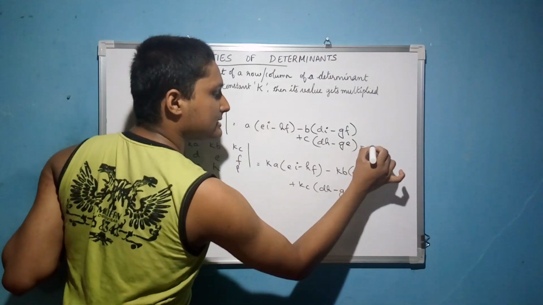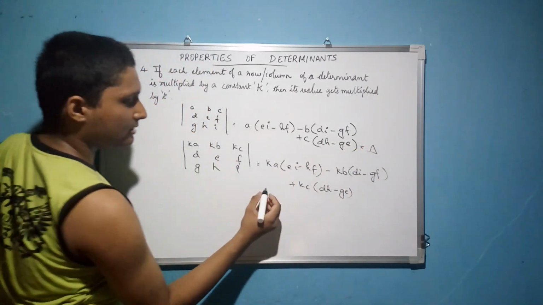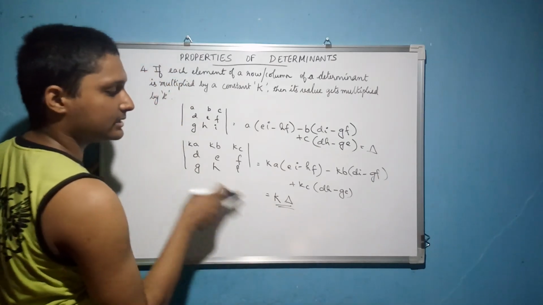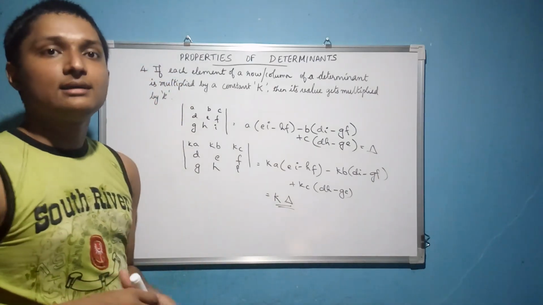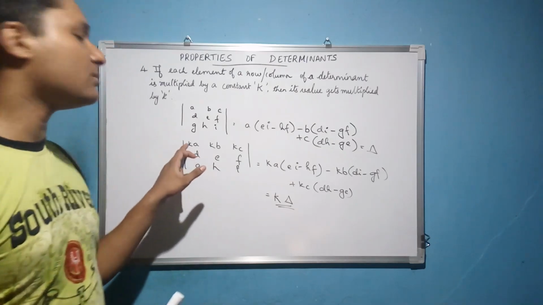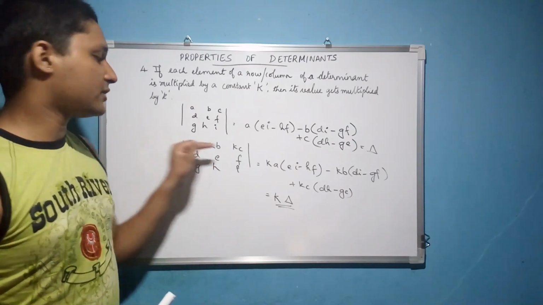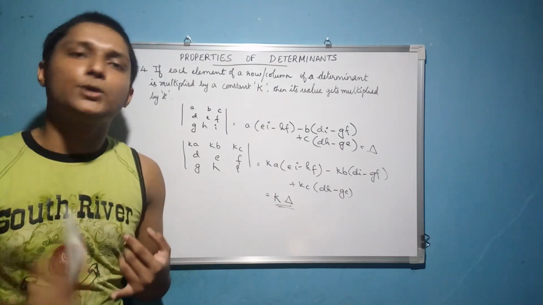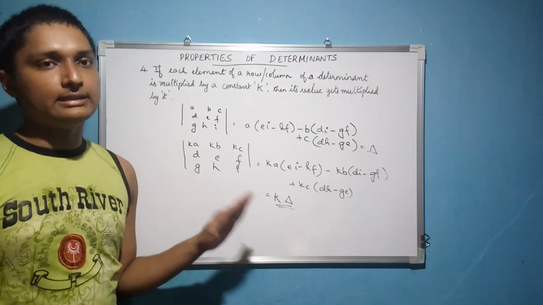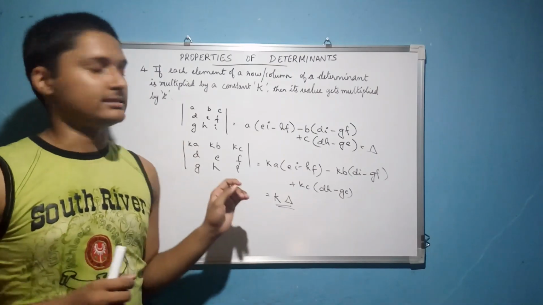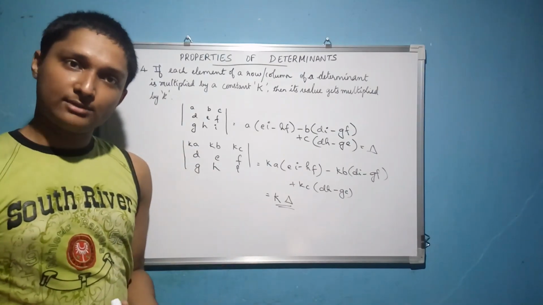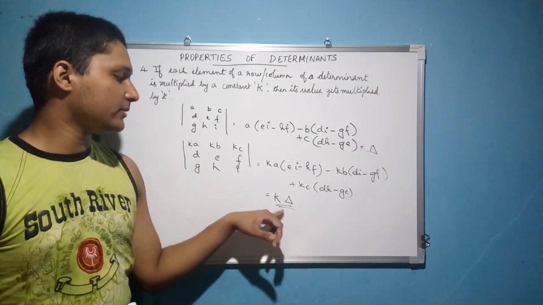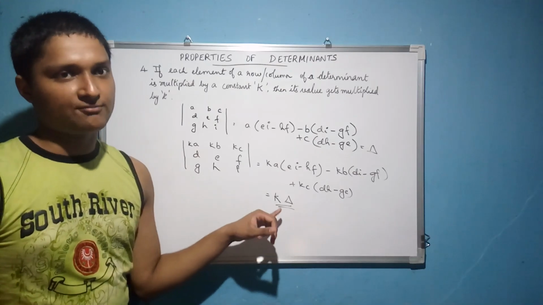Okay, if I mark this as delta, then this becomes K times delta. This is what the determinant does. So what does this tell you? If you multiply one column or one row by a constant K, where K can be any real number, then the value of this determinant is going to be K times that determinant.